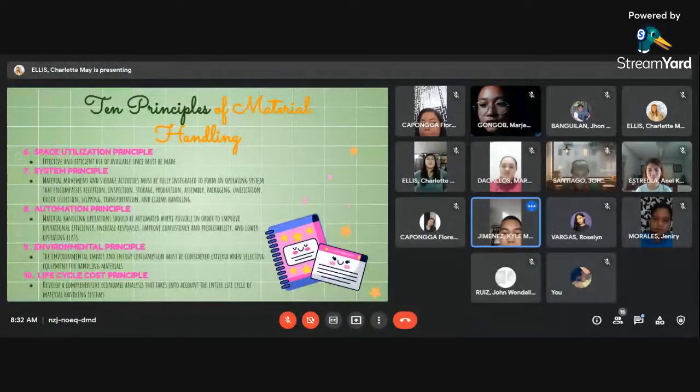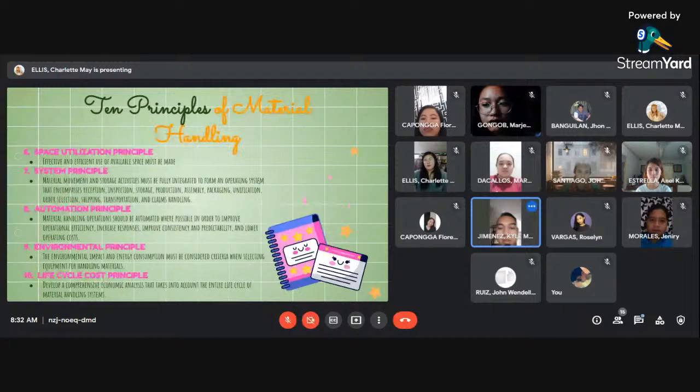Number six, space utilization principle. Effective and efficient use of available space must be made. So, parang ganun din yung sa number 5 na kailangan i-consume natin lahat ng space na available. Gumamit tayo ng box para makukonsume natin lahat, walang spacing na matitira sa pag-store natin or pag-handling natin ng mga materials.